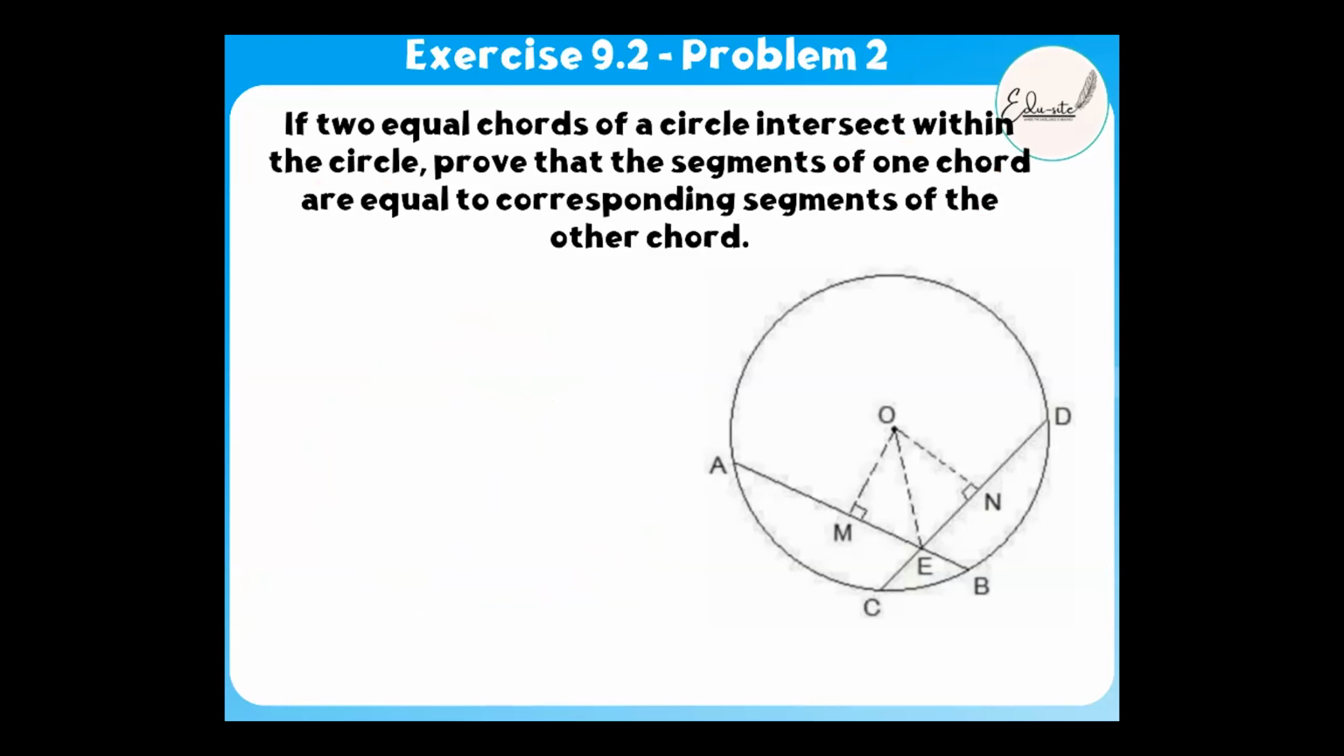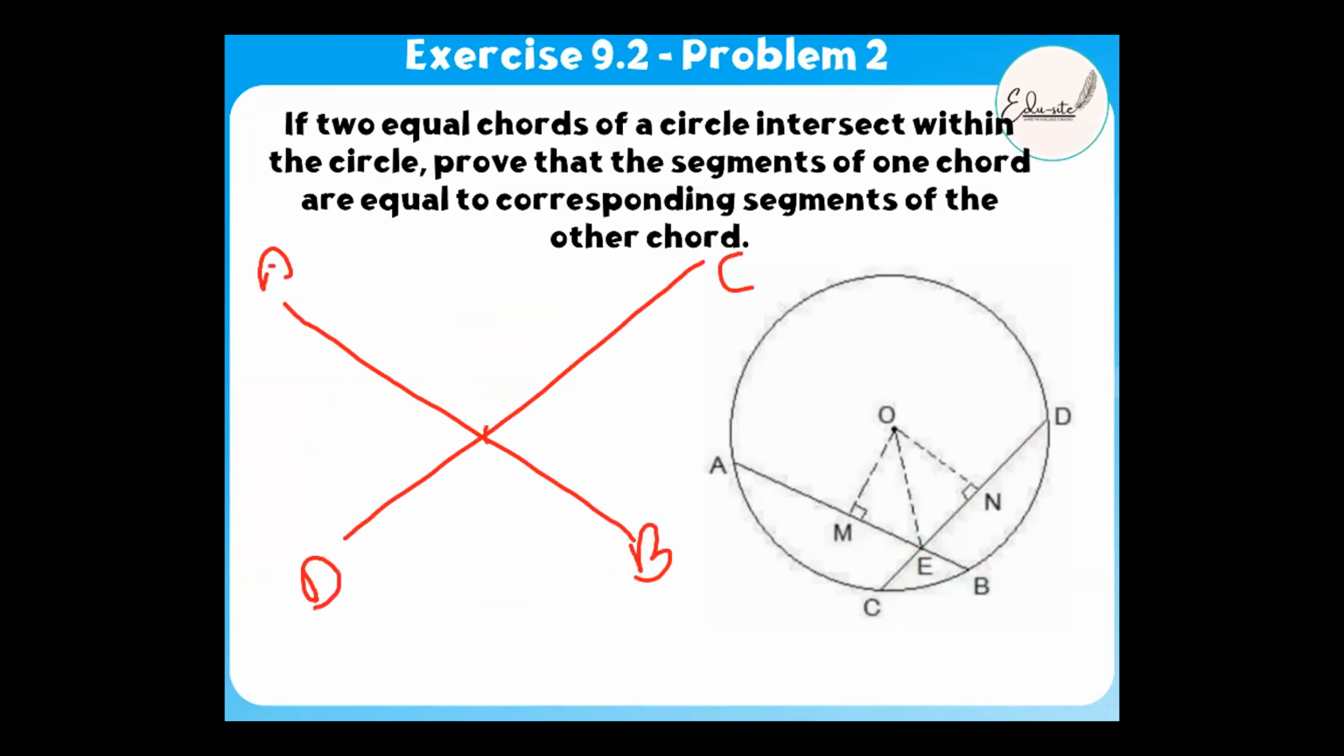Now in the question they have asked to prove that segments are equal. Not to prove AB is equal to CD, they are asking you to prove that AE is equal to DE and CE is equal to EB. Read the question again. If you're drawing two chords of equal length, then if the intersecting point is E, prove that AE is equal to EC and DE is equal to EB. This is what you're going to prove.